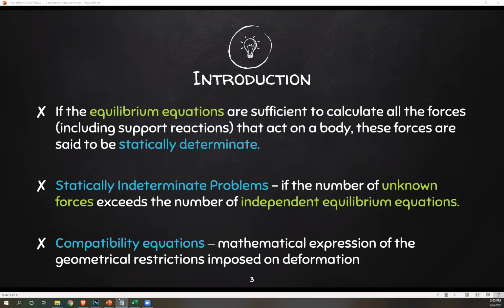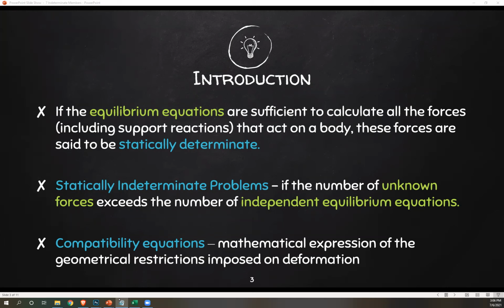Here, the number of unknown forces exceeds the number of independent equilibrium equations. Basically, in statically determinate problems, the number of unknown forces is equal to or less than the number of independent equilibrium equations. In the case of statically indeterminate members, that's not the case. There are more unknowns than equations. So to remedy that, we have what we call compatibility equations.